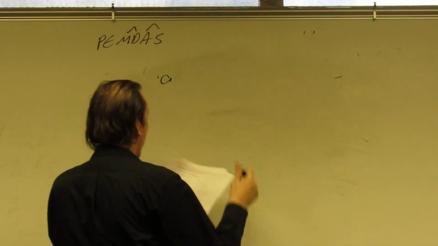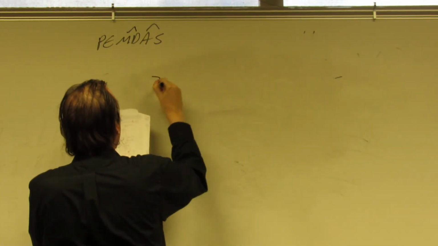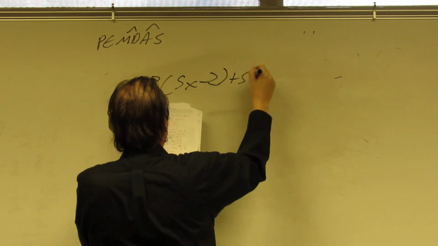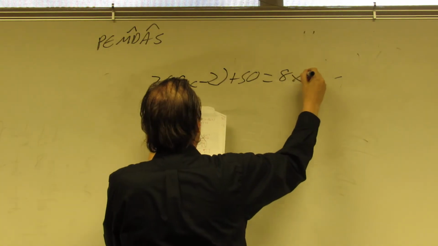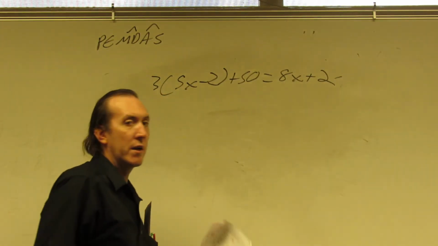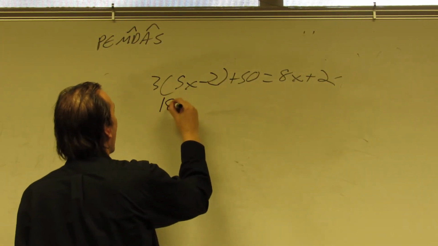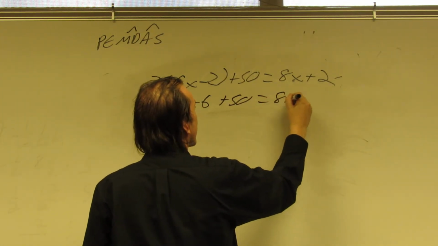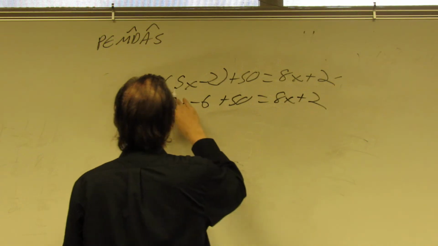Next, let's say we have 3 times 5x minus 2, plus 50 equals 8x plus 2. Need to distribute the 3. 15x minus 6 plus 50 equals 8x plus 2.